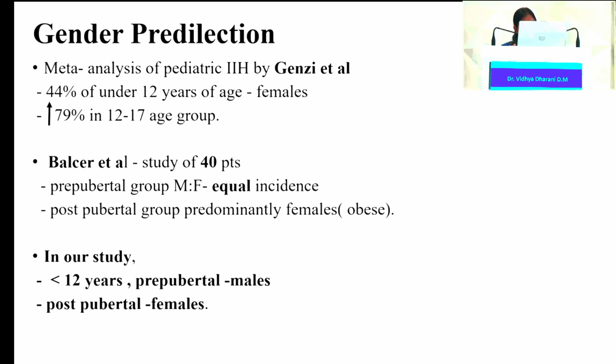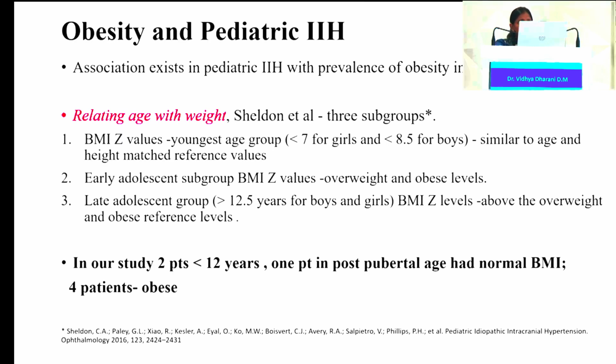That means there was an equal incidence between male and female, but as age advanced, the incidence was more among females, especially in obese postpubertal females. In our study, 4 children who were less than 12 years and prepubertal were all males, and all the postpubertal patients were females. There is an association between pediatric IIH and prevalence of obesity with increasing age.